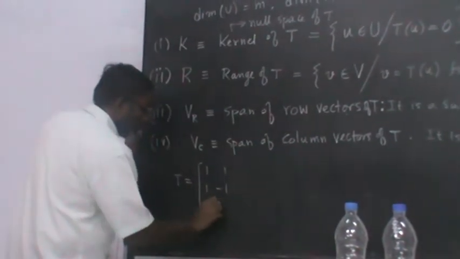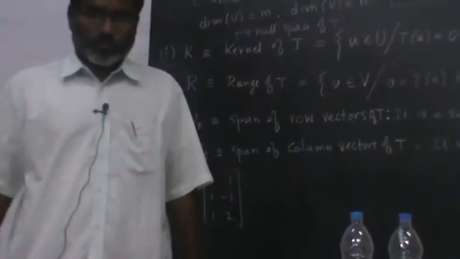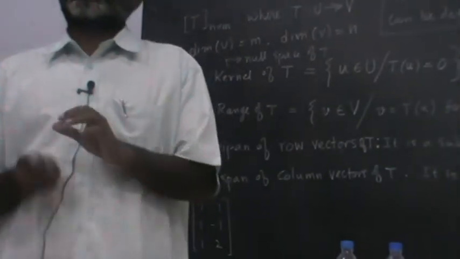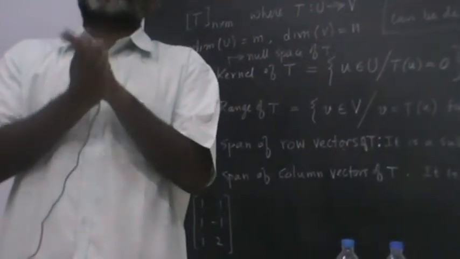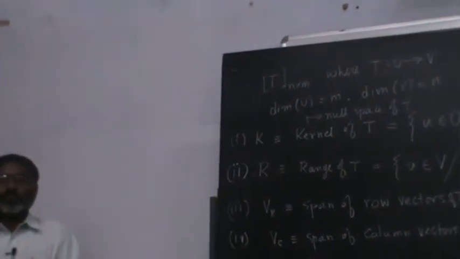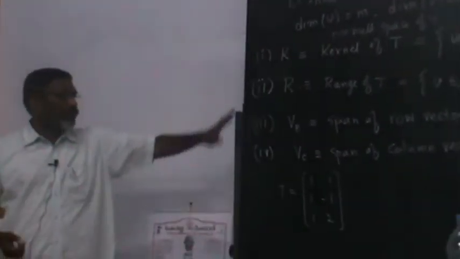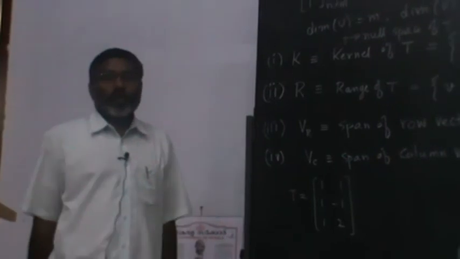Now let us look at this example that we have just talked about. In this case, T is equal to 1, 1, 1, minus 1, 1, 2. What is the kernel of T? I want to construct these four vector spaces for this problem.